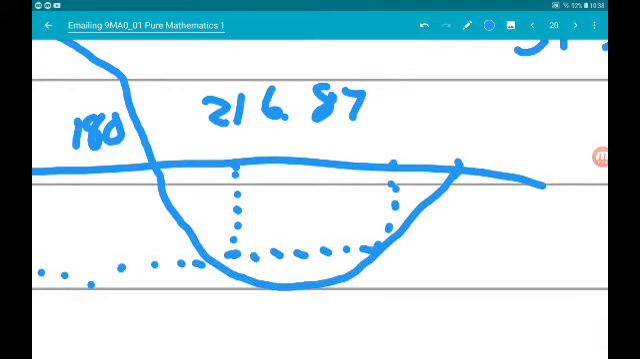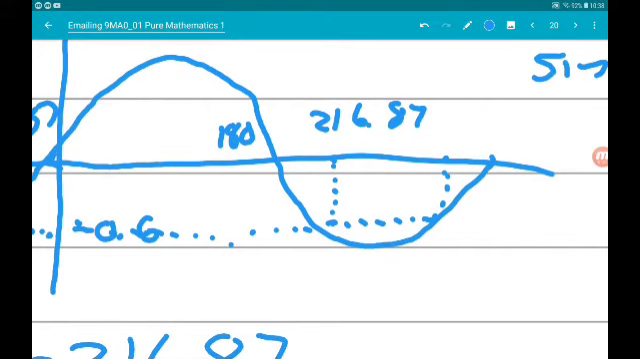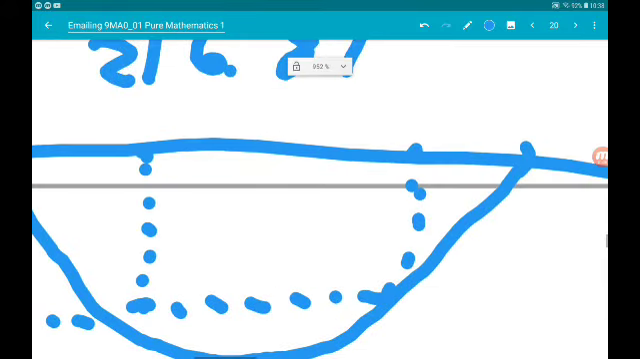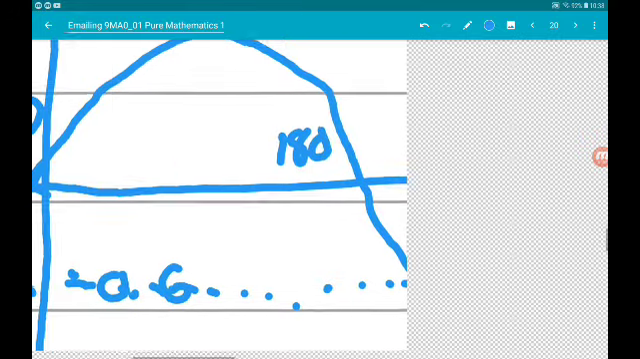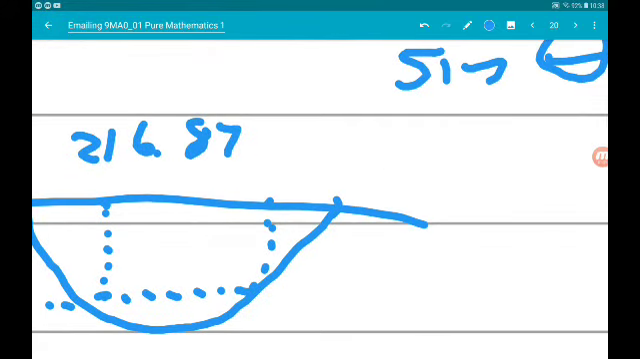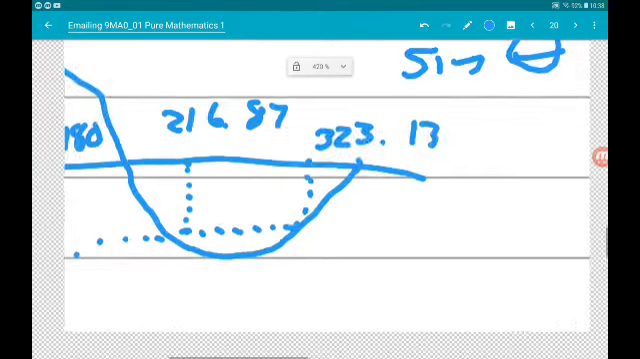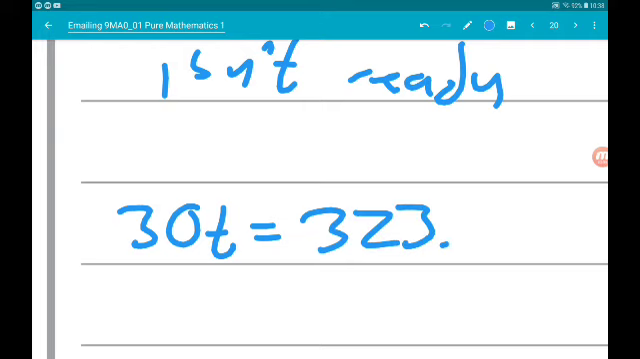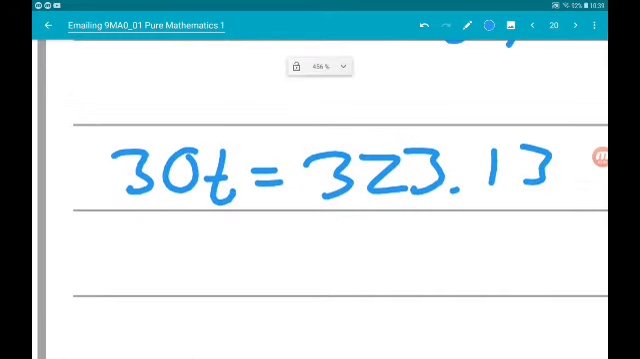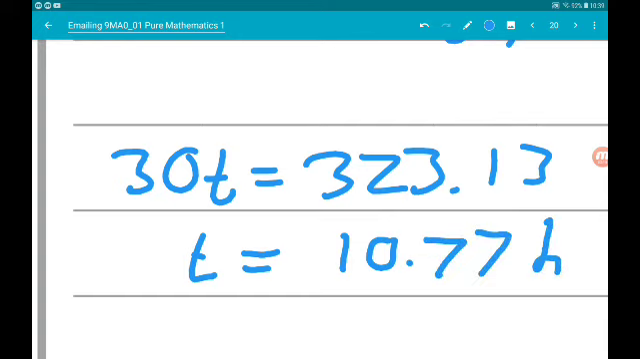Just there. Now remember, sine has a period of 360 degrees. So to get the theta value here, we would do minus 36.87 add 360. Now that is going to give us 323.13. Now, if we're saying that that is theta, then that also means 30t is equal to 323.13. If we divide that by 30, we get t is 10.77 hours. So that means 10.77 hours after midnight.